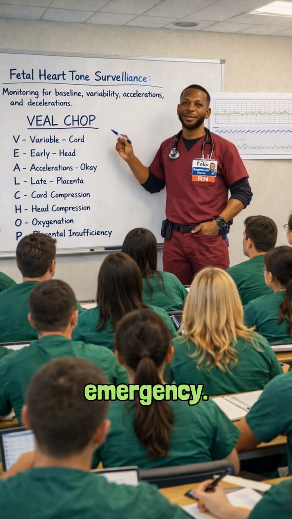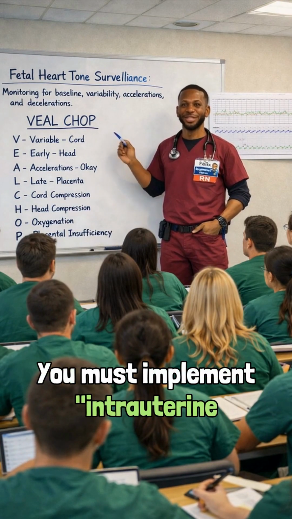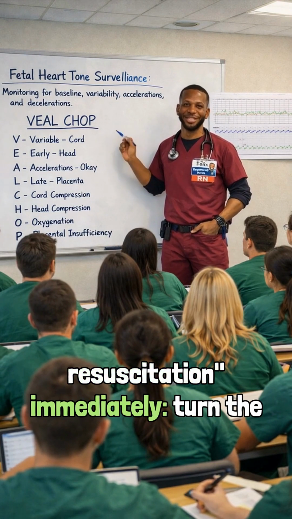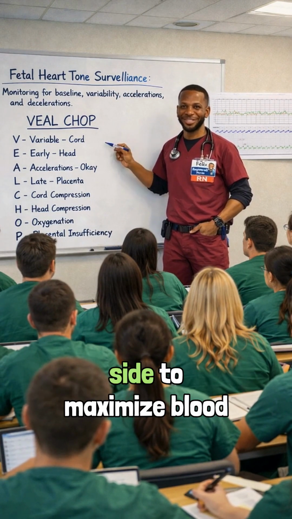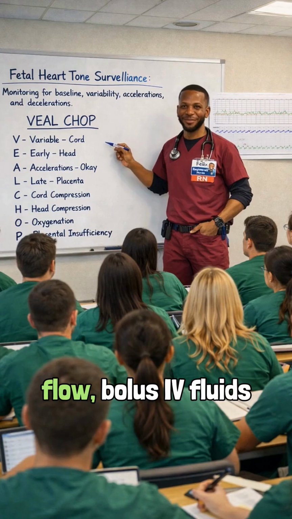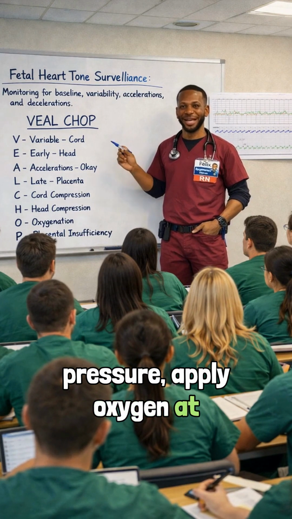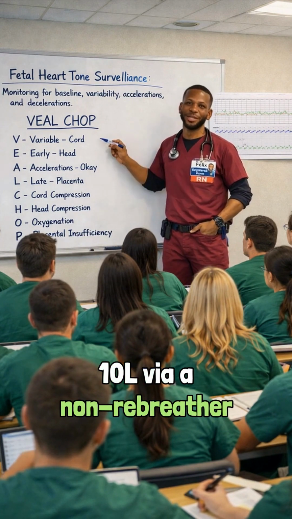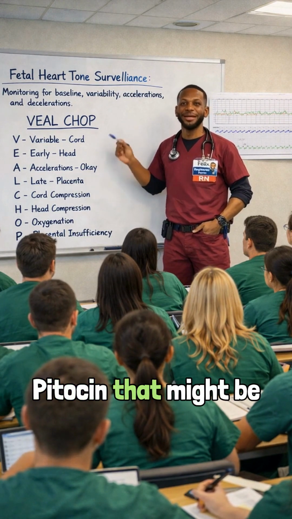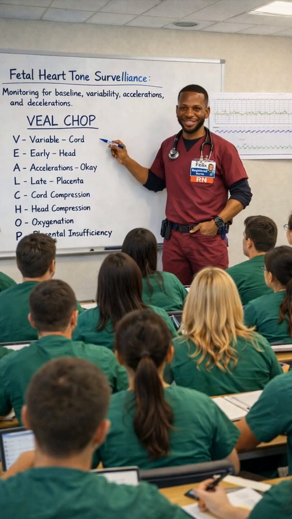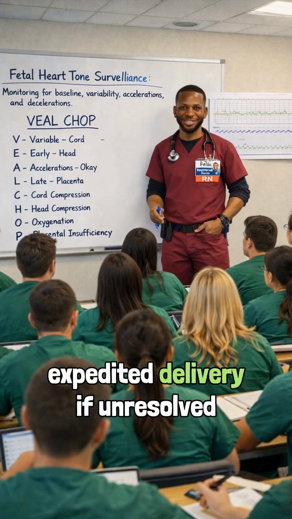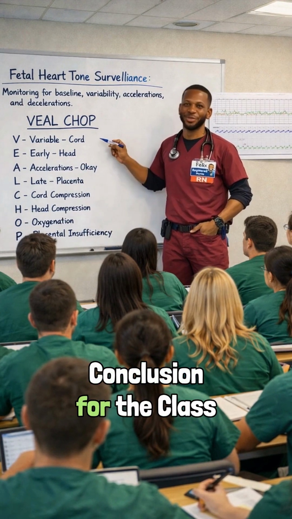This is a nursing emergency. You must implement intrauterine resuscitation immediately. Turn the patient onto her left side to maximize blood flow, bolus full fluids to increase maternal blood pressure, apply oxygen at 10L via a non-rebreather mask, and stop any Pitocin that might be causing too many contractions, and prepare for possible expedited delivery if unresolved.